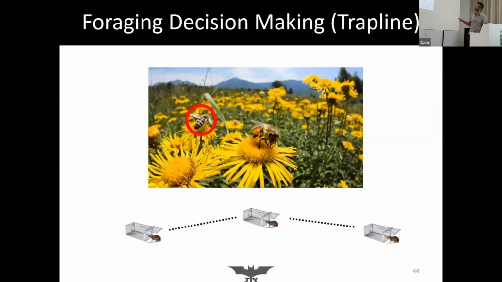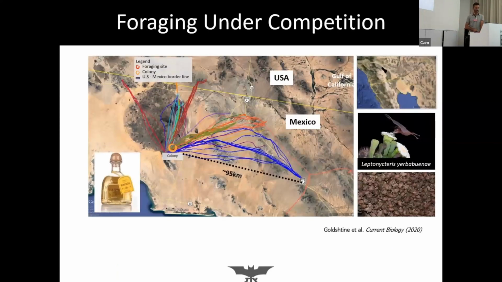So this is what these bats are facing. Okay, so there's a lot of food, but there's also a lot of competition. And the question is how to behave in this environment, how to sample your field.